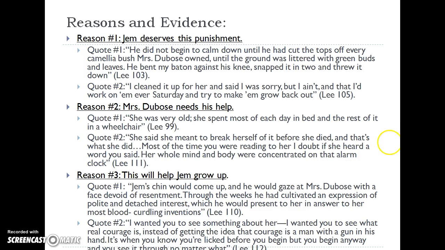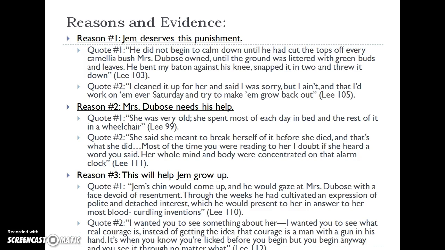So for instance, for reason number 1, I'm going to end up having the claim that Jem deserves this punishment. Again, I'm basing my whole essay on the Mrs. DeBose incident, not on the trial. And then I have 2 quotes to back it up. So I've got that Jem really did deserve it because I've got an example of him actually committing the crime. And then I've also got the fact that he's not sorry that he did it, which definitely means that he deserves it.